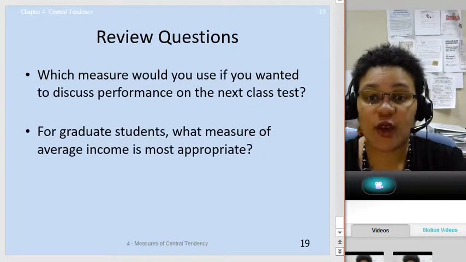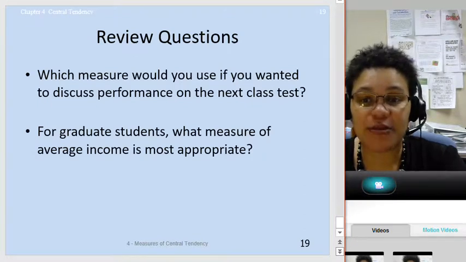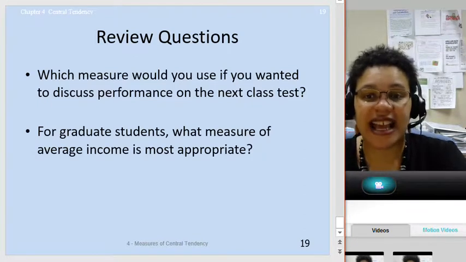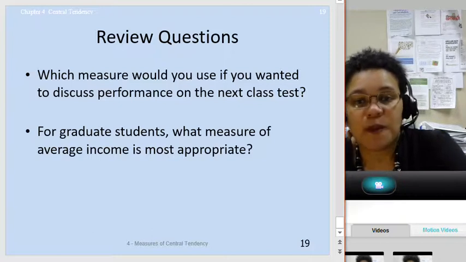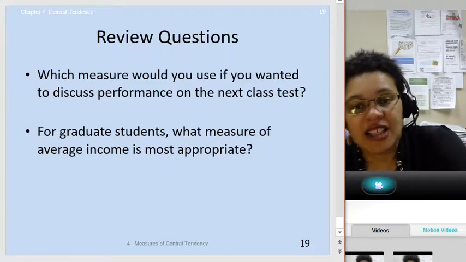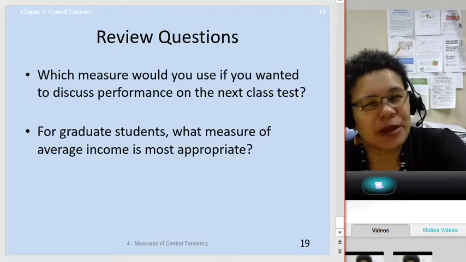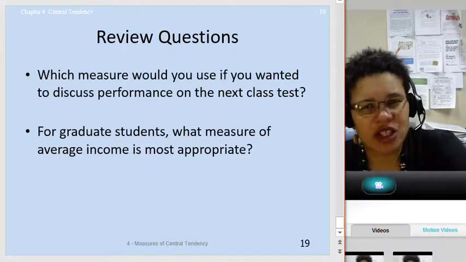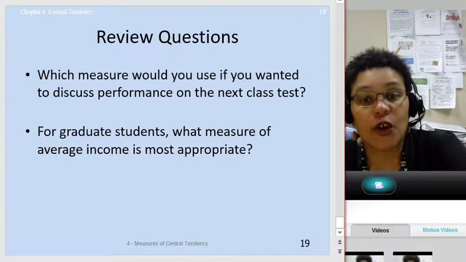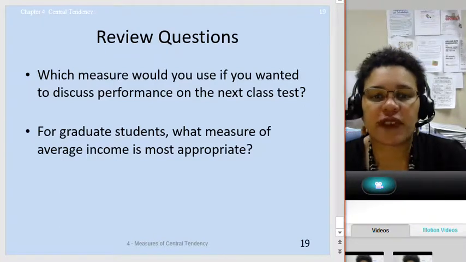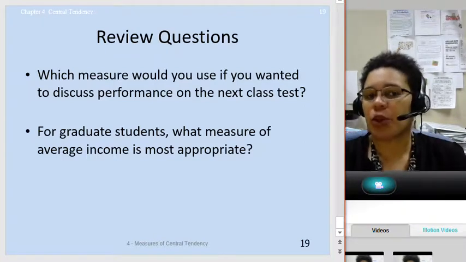So, if we wanted to discuss performance on the next class test, what measure would you use? Probably use the mean. Performance on a test, I'd probably use the mean when I'm talking about test scores. For graduate students, what is the measure of average income that's most appropriate?